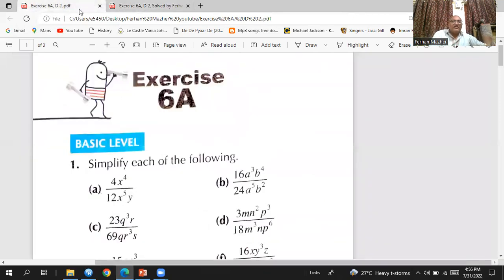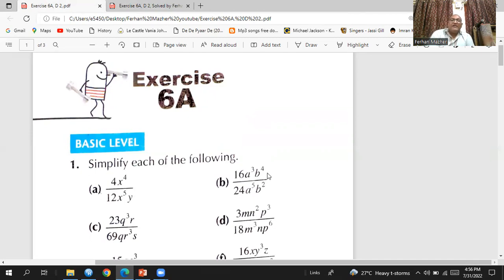The next question is question number 1, B part. It's 16a cube b raised to power 4 divided by 24a raised to power 5 and b square. So this 16 and the 24, they can be cancelled with the table of the 8. 8 2s are 16, 8 3s are 24. So this a cube, and downstairs you have a raised to power 5. So in the denominator, I will write a raised to power 5 minus 3.